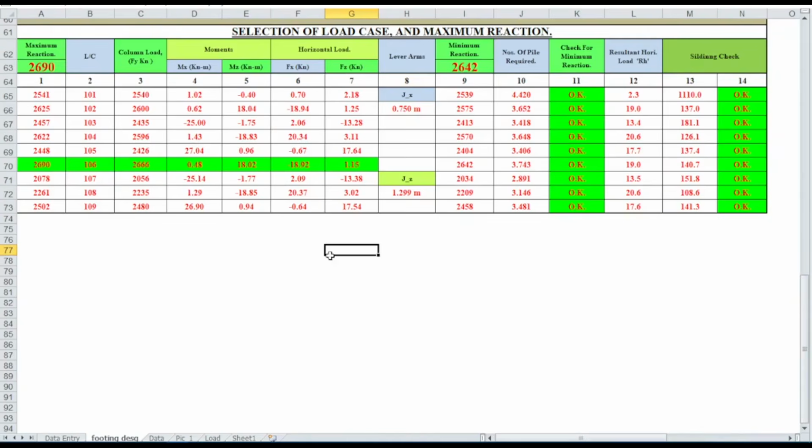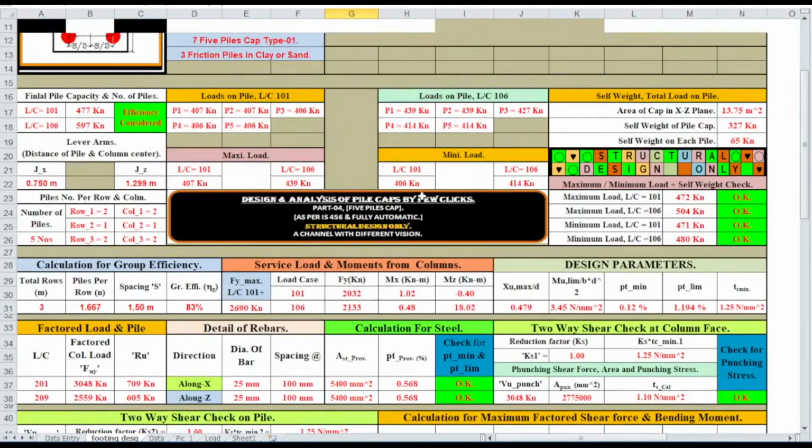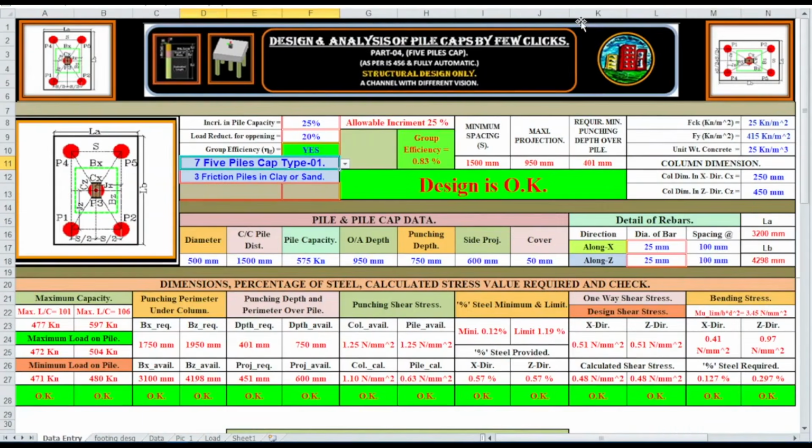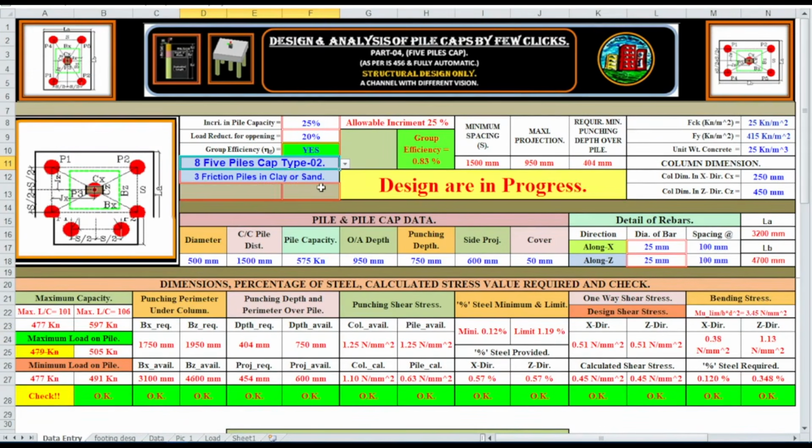And this is our total design calculation. 5 piles cap are in rectangular array. This is in Z direction. Now I am changing the Z direction to X direction. This is X direction. Maximum load on pile is greater than maximum capacity. Hence, it is not okay.